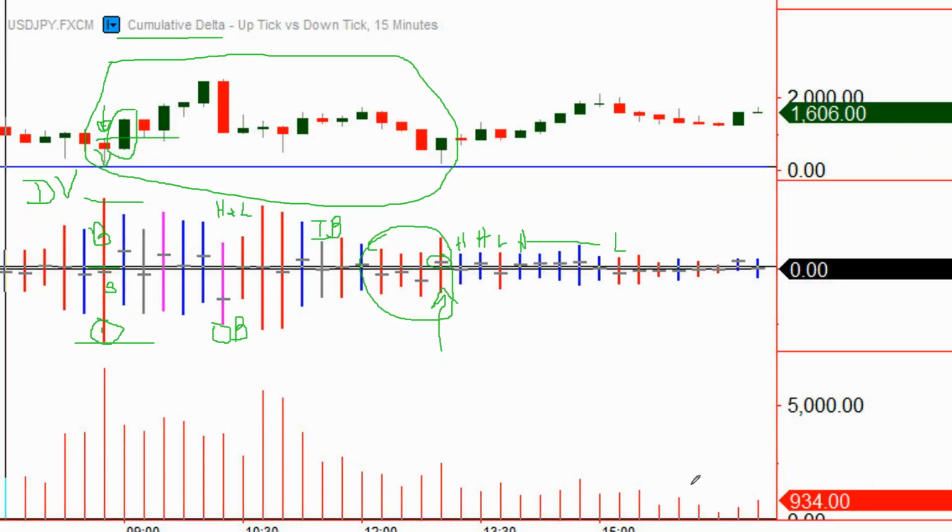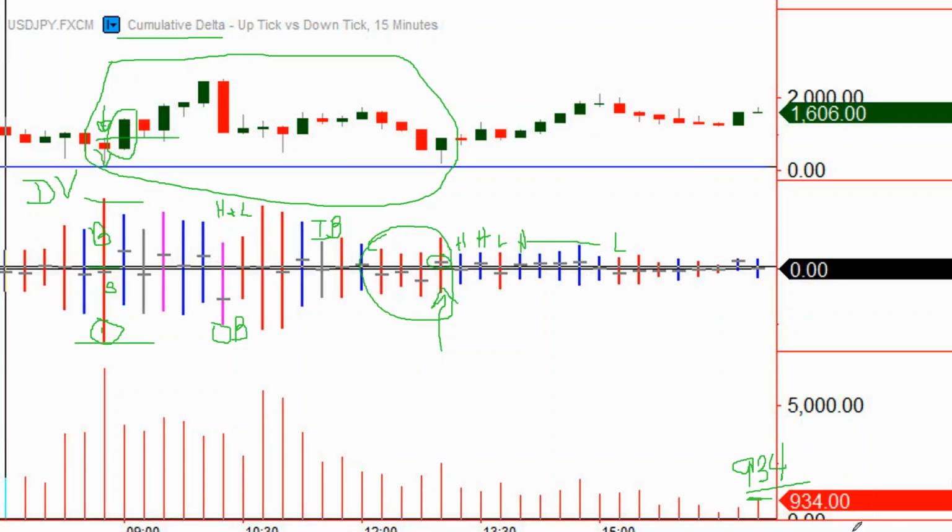And down at the very bottom, you have just a standard volume indicator. Now, this does show you what is considered the total volume, okay? So, for example, let's take the last one here. That was 934 contracts traded, okay? In this case, we're using ticks because we can't actually measure the contracts.